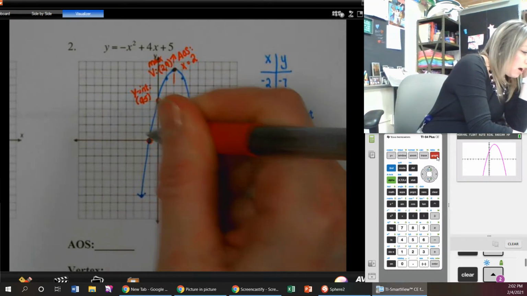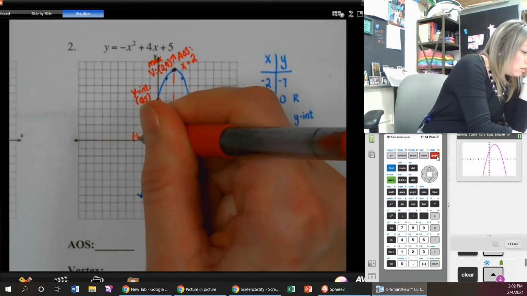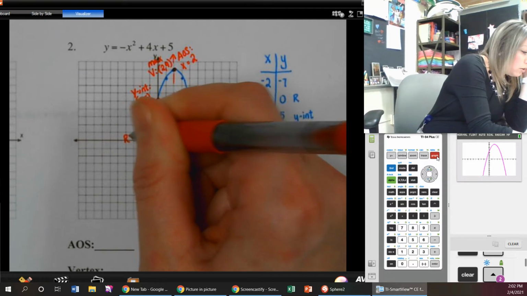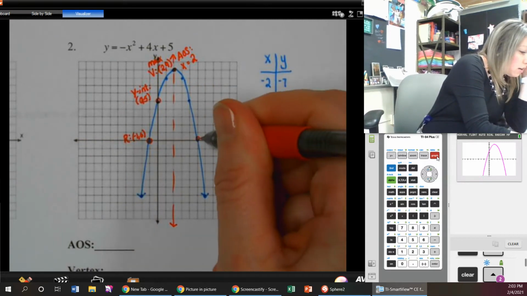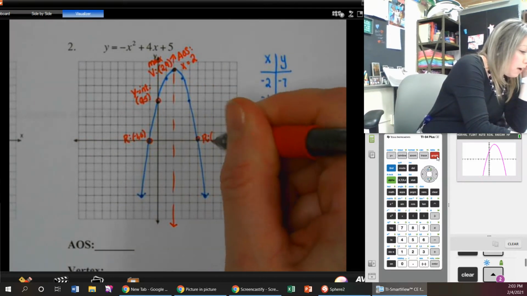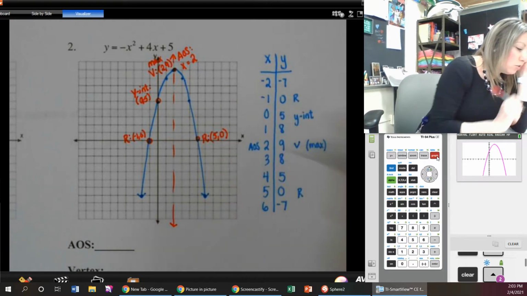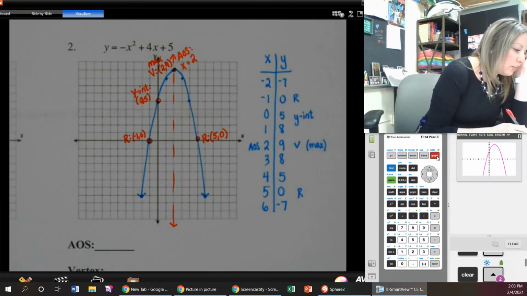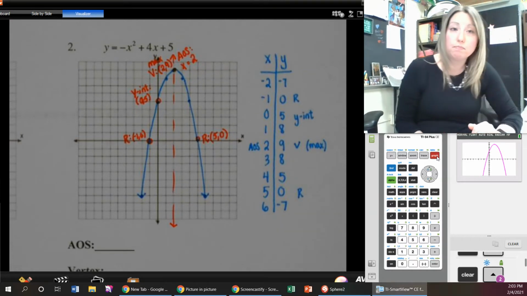And then, of course, right here is (-1, 0), and that's a root. And right here is another root, which is (5, 0). So those are my roots. And I think that's everything I was supposed to do, right? Label and state the axis of symmetry, vertex, max, min, and roots if there are rational roots. Well, we had rational roots, so that's good.